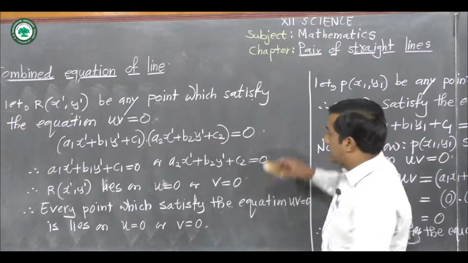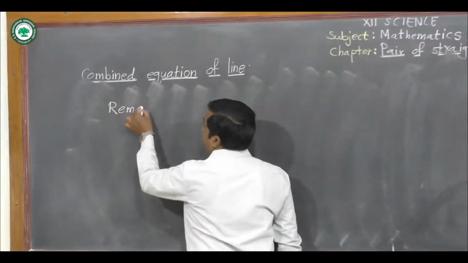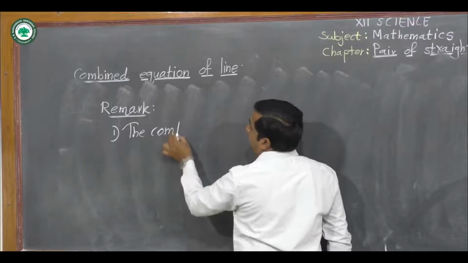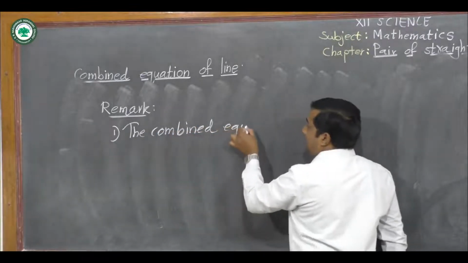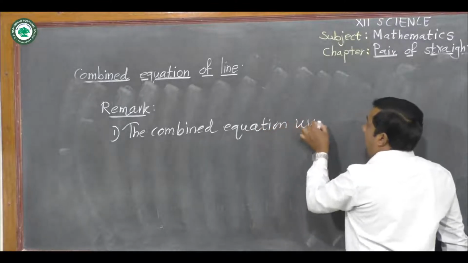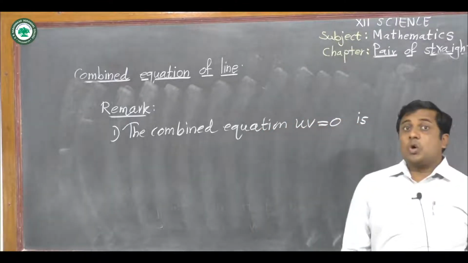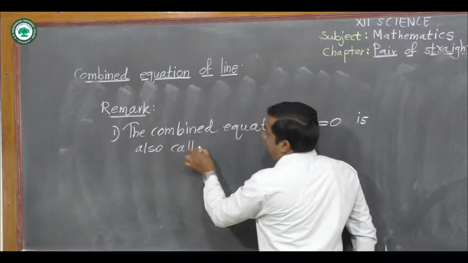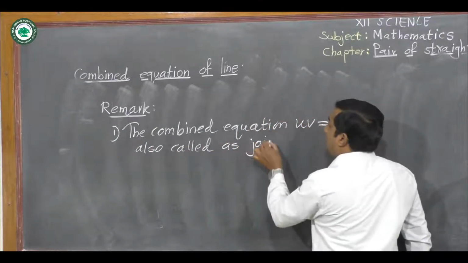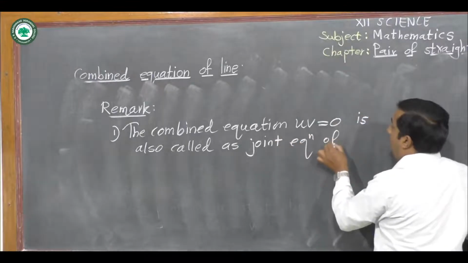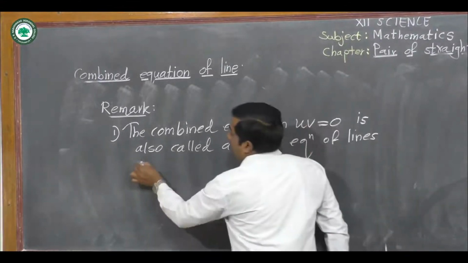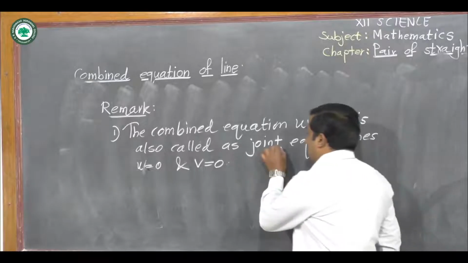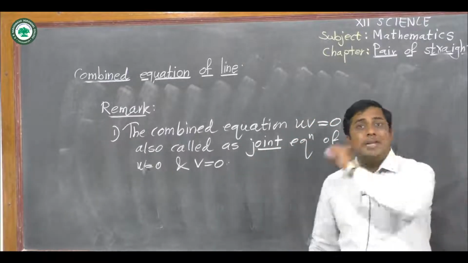Okay, let us see some remarks related to this combined equation. First one, the combined equation u into v is equal to 0 is also called the joint equation of the lines u = 0 and v = 0. So remember, the combined equation is also called the joint equation.